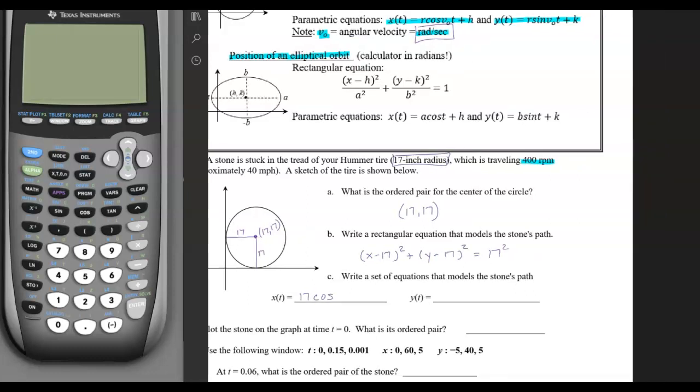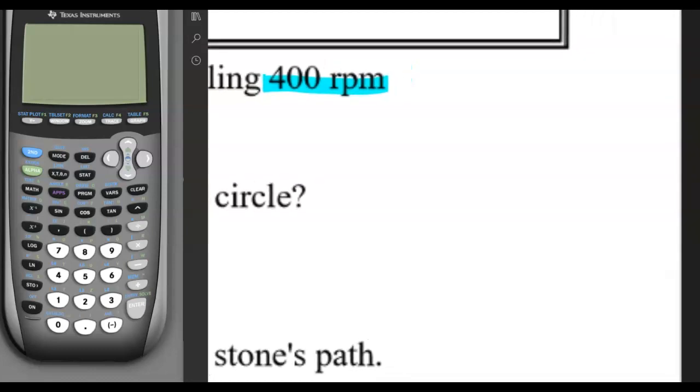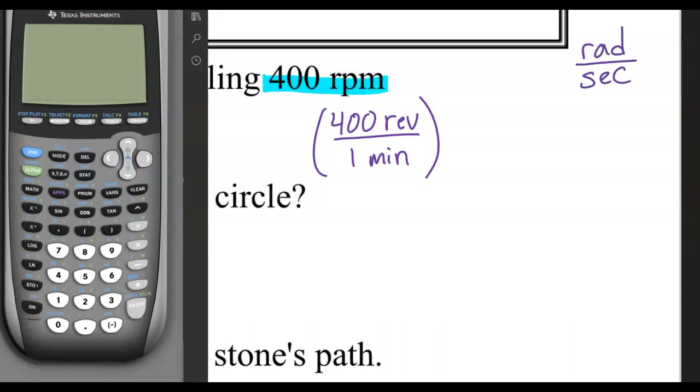So way back when we learned about converting, this is one of the applications. We need to take 400 revolutions per 1 minute and convert this into radians per second. So if you remember way back when, I can't remember if it was last semester or not, when we had all of those conversion fractions, we have to do the same thing here. What would you like me to do first?